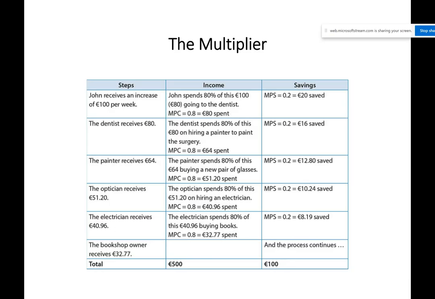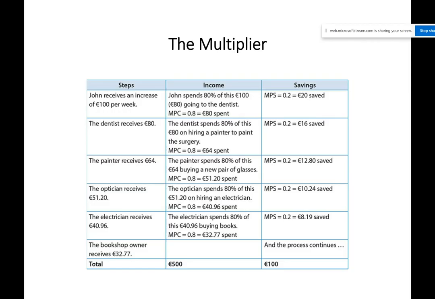If you haven't a clue what I just said there, have a look at this. This is from the book. What's the situation here? John receives an increase of 100 euros per week. He spends 80% of that, and he saves 20% of that. That 80 euros that the dentist gets, the dentist spends 80% of that on hiring a painter to paint the surgery. The painter hired by the dentist gets 64 euros, and he buys a new set of glasses from the optician. The 64 euros that the optician gets, he spends 51 euros 20, and so on. You can see what's happening here. And really what it means is the original 100 euros that John has spent is now circulating through the economy.